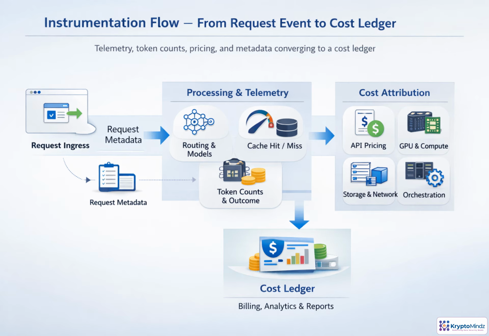The attribution flow starts at ingress before routing changes the request. Capture the caller, product, tenant, and business context needed later. As the request moves through routing, cache, model providers, and fallbacks, enrich each span with the chosen model, cache result, token counts, latency, and outcome. Pricing logic then joins those facts with API rates, GPU amortization, storage, networking, and orchestration costs. The output is an immutable cost event, traceable enough for audits, detailed enough for analytics, and trusted enough for billing and executive reporting.